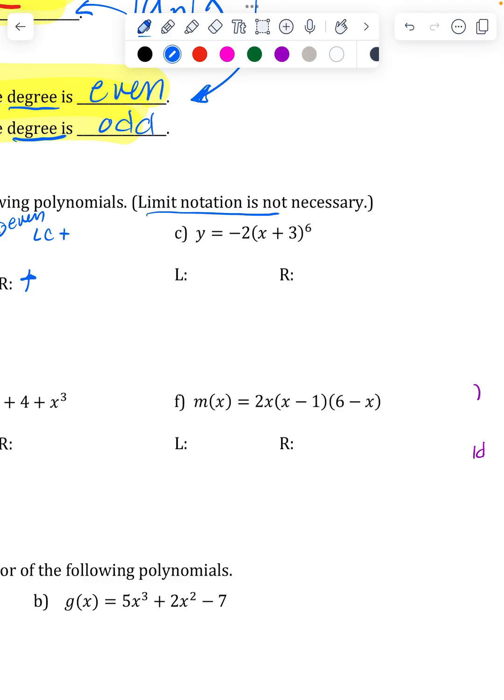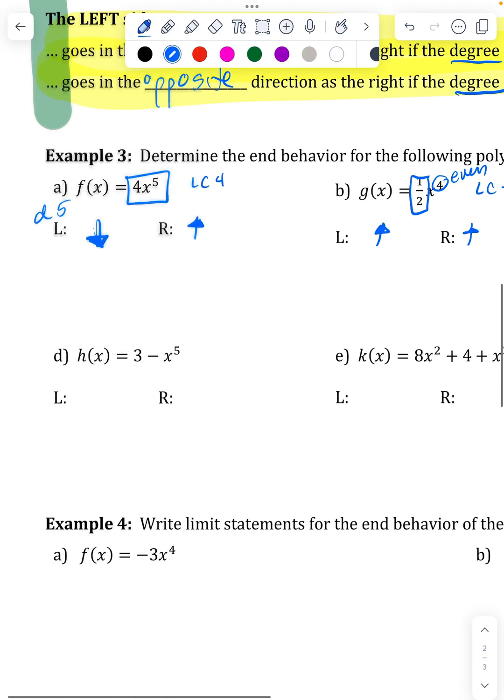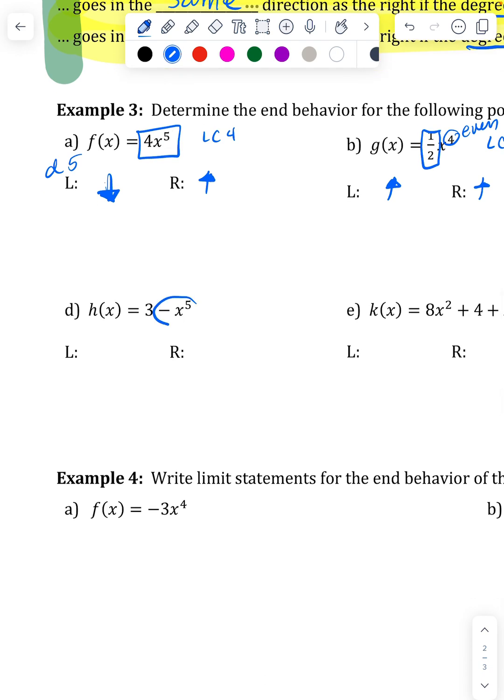This one I'd have to multiply out, and I'm not going to take that times itself 6 times, but I do know I would end up with negative 2x to the 6th as my leading term. So since my leading coefficient's negative, the right goes down. Since my degree is even, the left does the same. Here, be cautious because this is actually the leading term. If it was written in proper standard form, it would look like this. My leading coefficient is negative, so the right is going down. My degree is odd, so the left is doing the opposite.